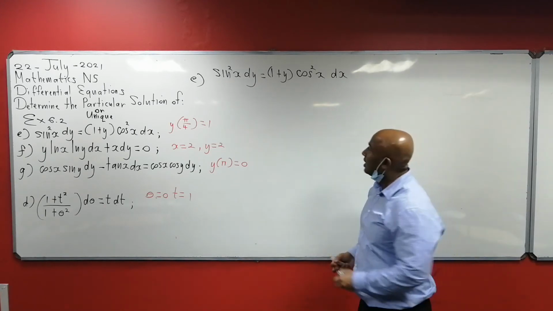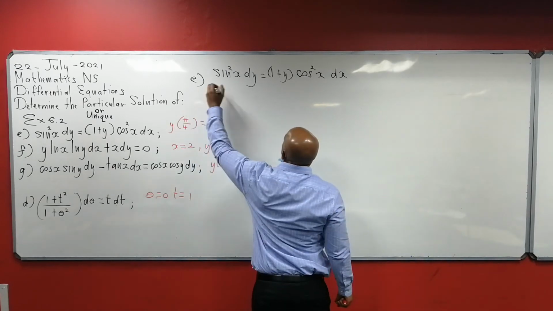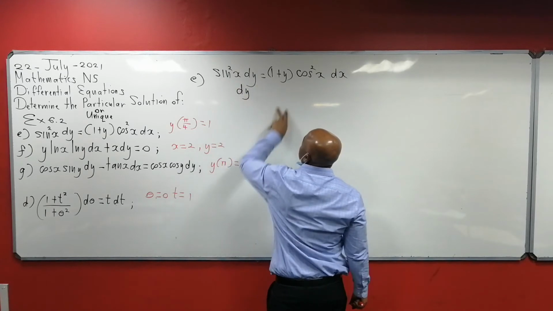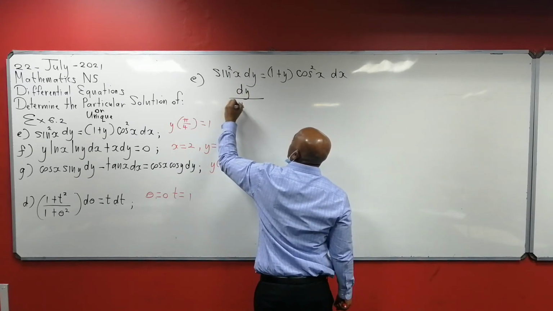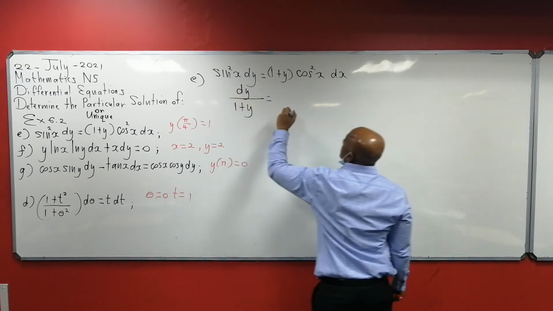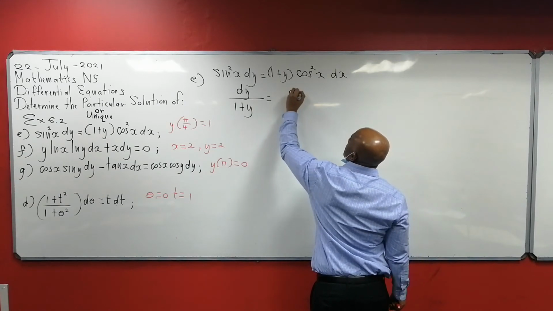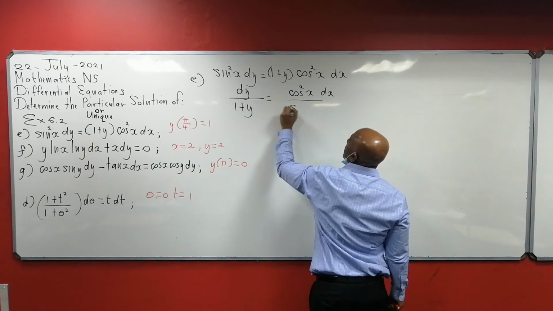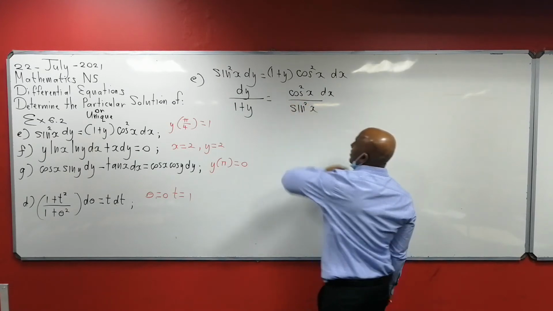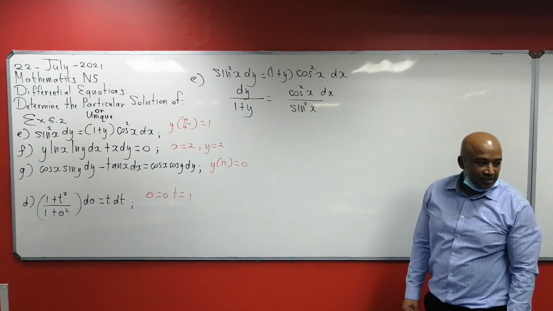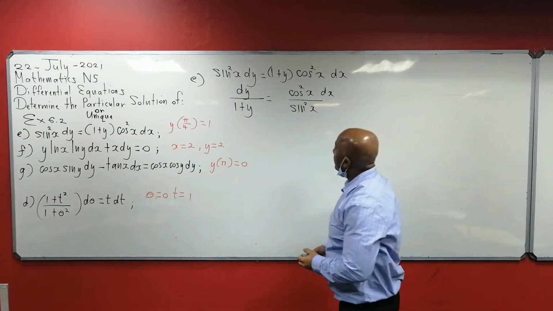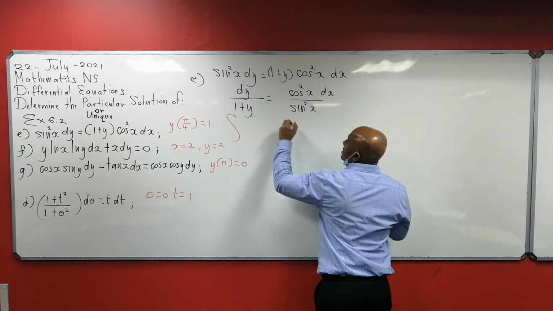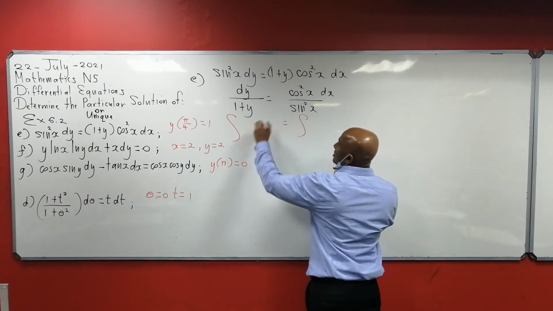I'm going to do it one time. So that is going to be dy divided by 1 plus y is equal to cos squared x dx, all divided by sine squared. Alright, not too bad, simple one. Now we need to integrate both sides. So you introduce your integration.